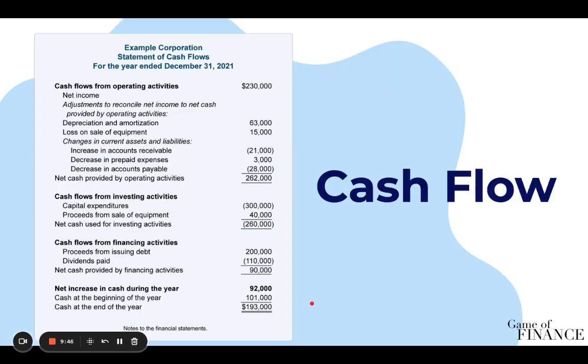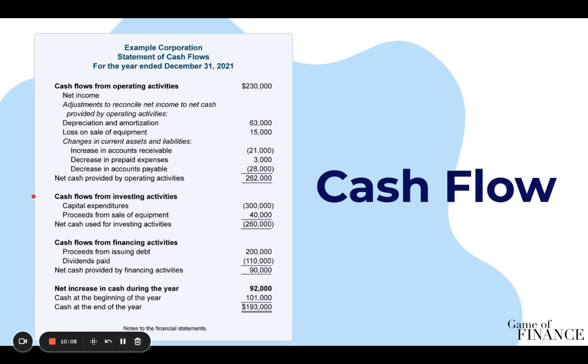Okay, so the cash flow statement. The cash flow statement is a financial document that shows the flow of cash in and out of a company over a specified period of time, usually one fiscal year. This provides information about how much cash a company has generated and how it has used its cash during the period being reported.